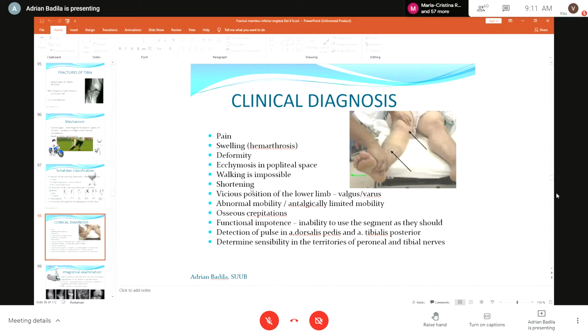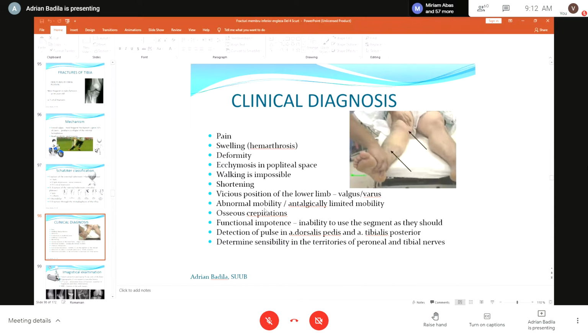Fracture in most cases, shortening of the lower limb, vicious position of the lower limb in valgus or varus. If we have a fracture of the lateral hemiplateau, the knee will be deformed in valgus. If we have a fracture of the medial hemiplateau, the knee will be deformed in varus.